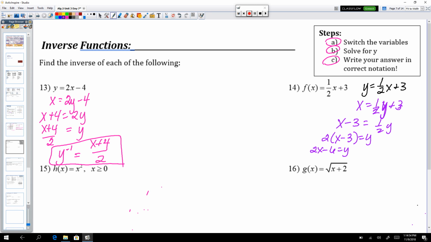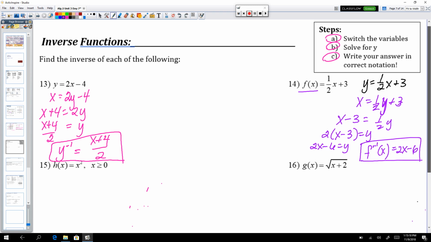Our last step is to put this in the correct notation. Now if the original function was named f of x, our correct notation for the inverse of f is f to the negative 1 of x is 2x minus 6. Remember, that last little step is just a cleanup of notation. So the inverse of that function f is 2x minus 6. If that went any too fast for you, please pause the video and try that for yourselves.